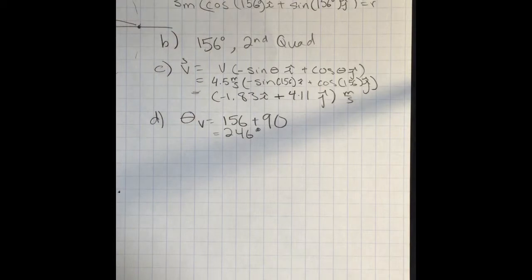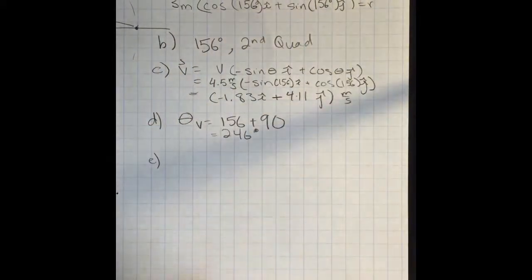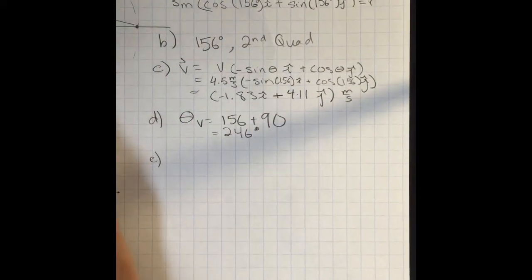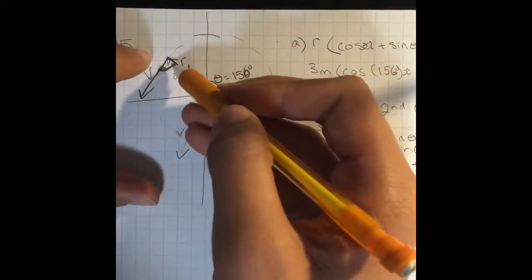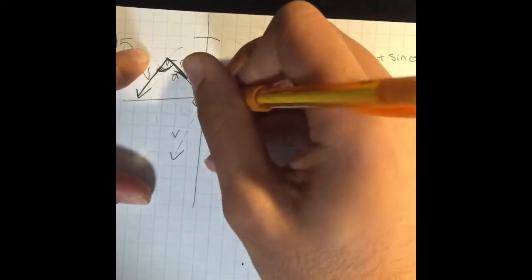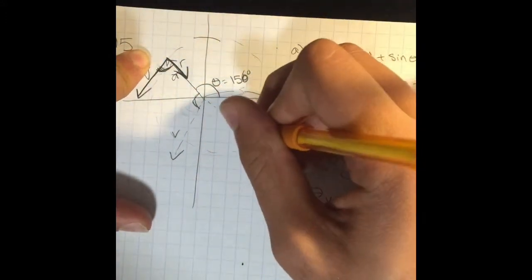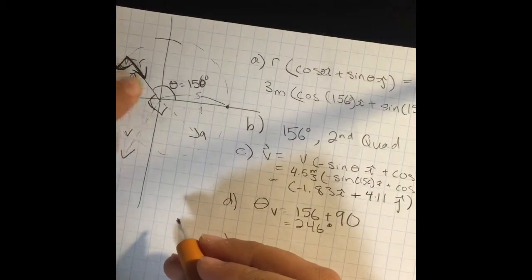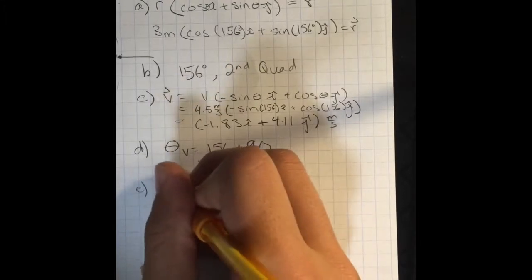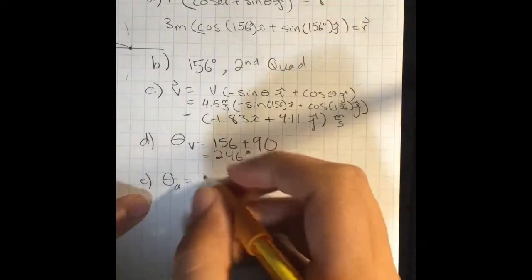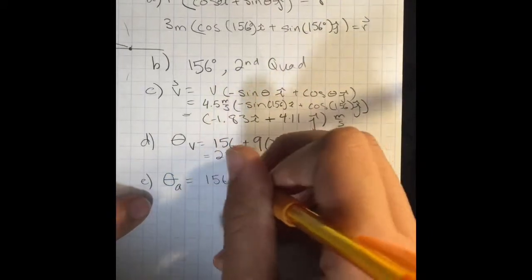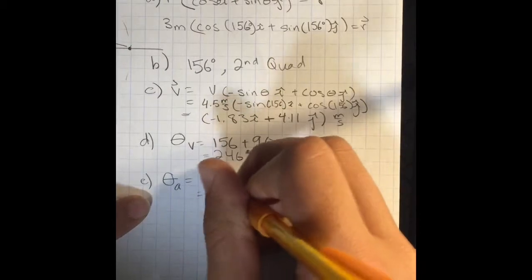Okay, and then for part E, what is the acceleration? For acceleration, we see that it's always going to be pointing in towards the circle. That's making another 90-degree angle with the velocity. So it's going to be right here, acceleration, which is 180 degrees from the position vector. So the angle of the acceleration is 156 plus 180, which is 336 degrees.